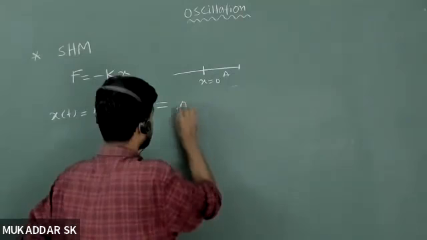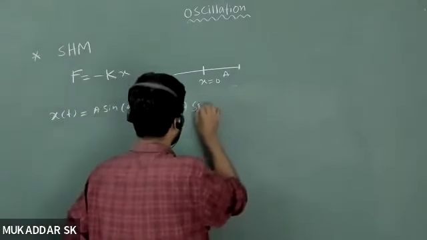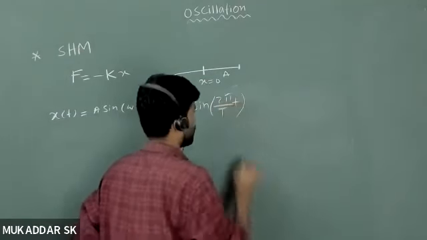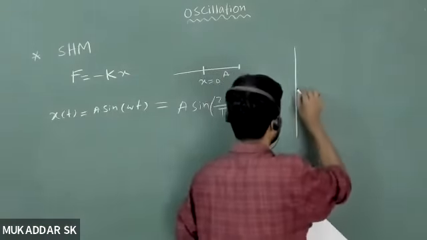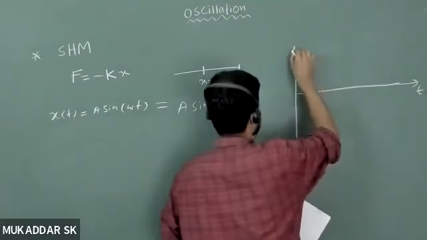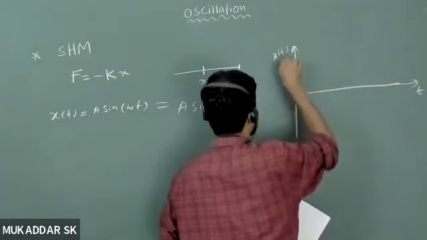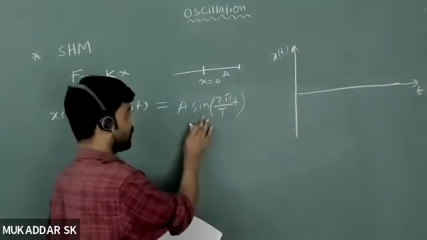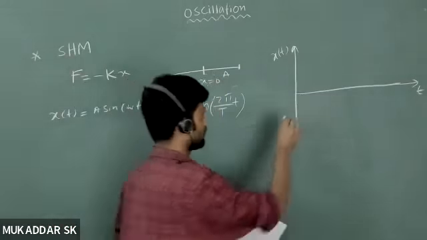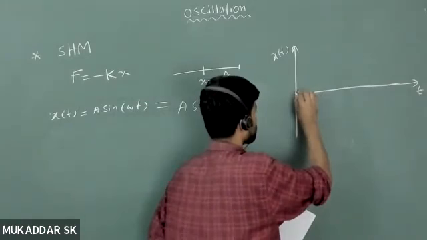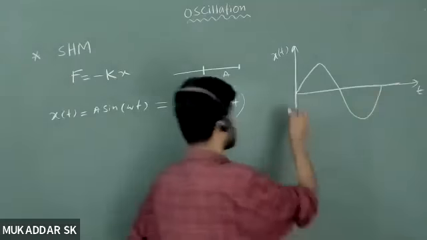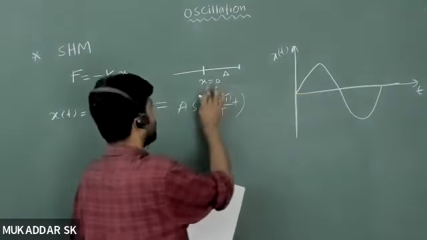First I will plot your x of t. So again I will write this sine of 2 pi by capital T, then small t. If you plot this function, displacement as a function of time, this is a sinusoidal function, right? At time t equals 0, your oscillator is at 0, so obviously displacement will be 0. Now the function will be like this, because this is all about your sinusoidal function.